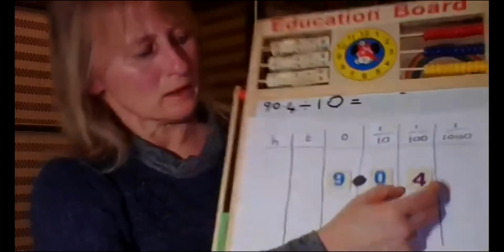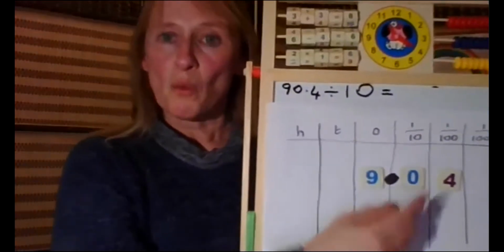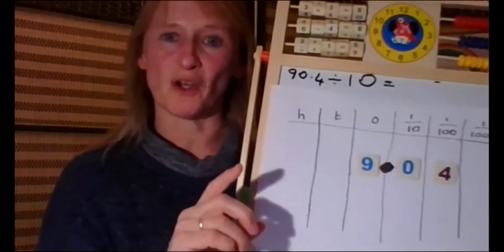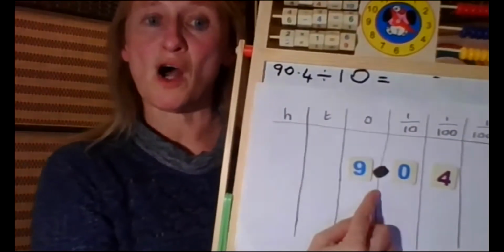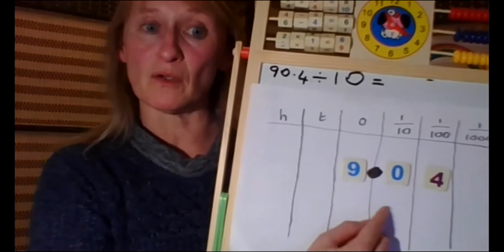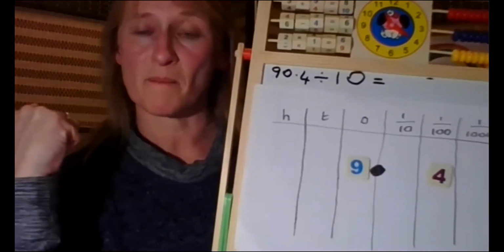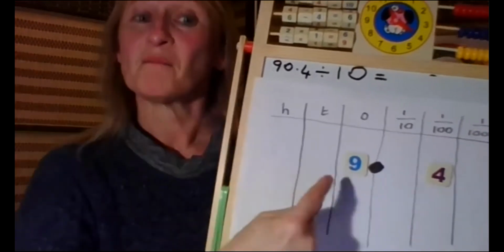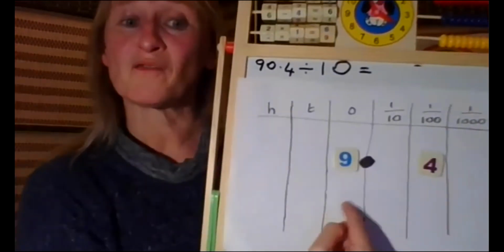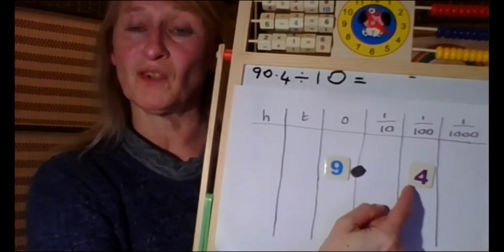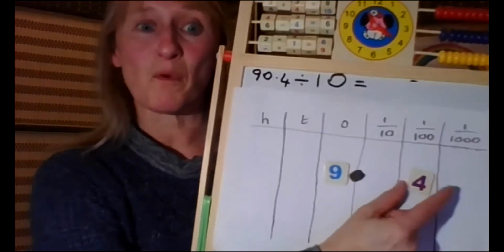Is that the right way up? Yes, it is. Okay. What I must not do is think, oh, that zero has moved the other side of the decimal point now. So Ms. Cooper said I could get rid of it. I don't need it. You do need it because what you've made now is 9.4. And that wasn't the answer.